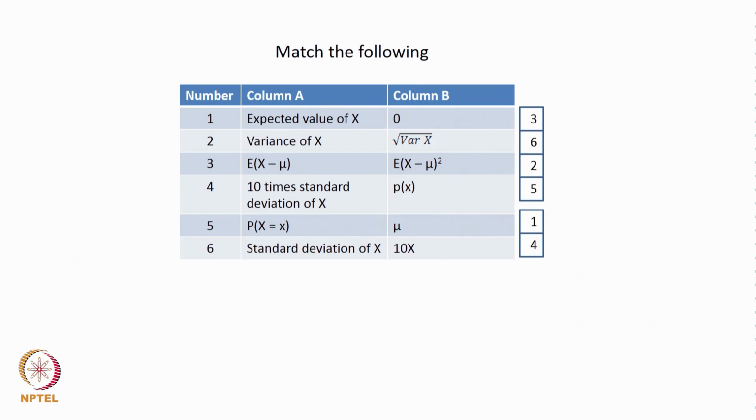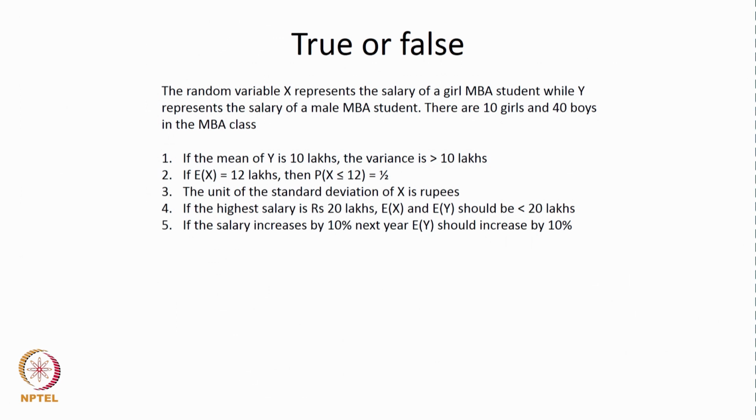So, that is how we match and try to understand the relationship between the items in column A and the items in column B. Now, let us look at this. The random variable x represents the salary of a girl MBA student, while the random variable y represents the salary of a male MBA student. There are 10 girls and 40 boys in the MBA class.